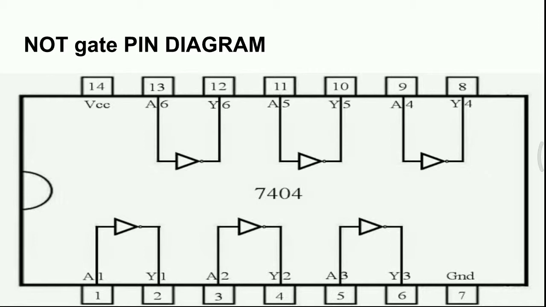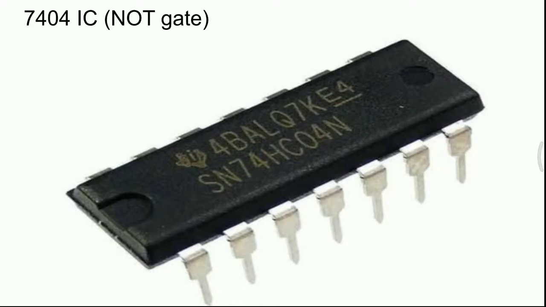And here you can see the first pin is input and the second pin is output, the third pin is input, the fourth pin is output. When you consider the first pin as input, you have to consider the second pin as output. When you consider the third pin as input, the fourth pin will be the output of the NOT gate. Here in total you can see 6 NOT gates. Since there are 6 NOT gates in this 7404 IC, we call it a hex inverter. Hex means 6.